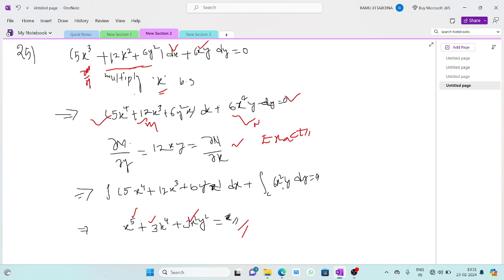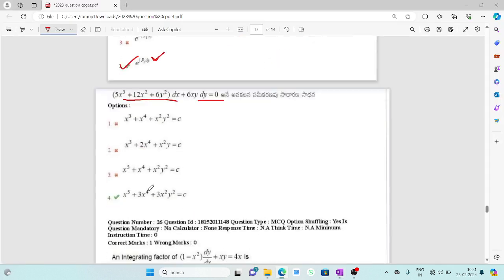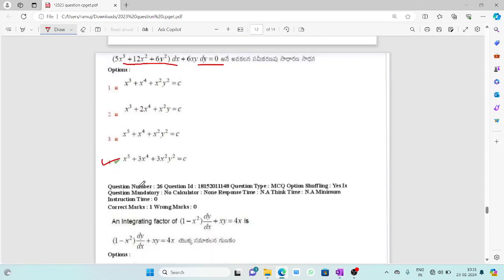You can clearly see that the x terms are present. If y were alone, then we could integrate it, but here the x terms are present, so that goes to 0, and only these terms will be present here. So this is the solution for the given differential equation. The fourth option is the correct one for this differential equation.